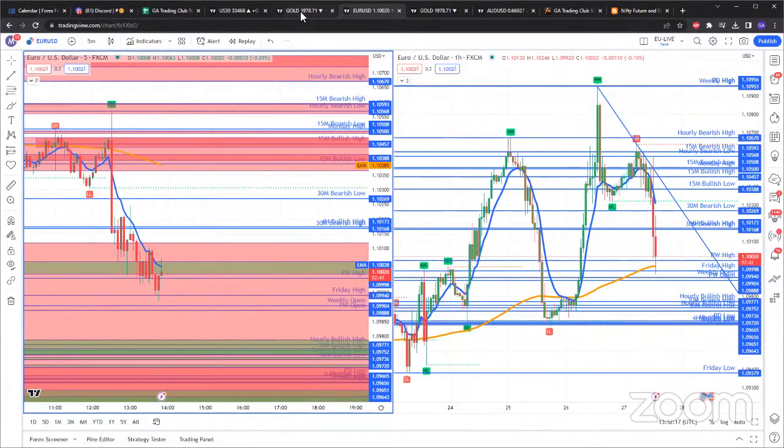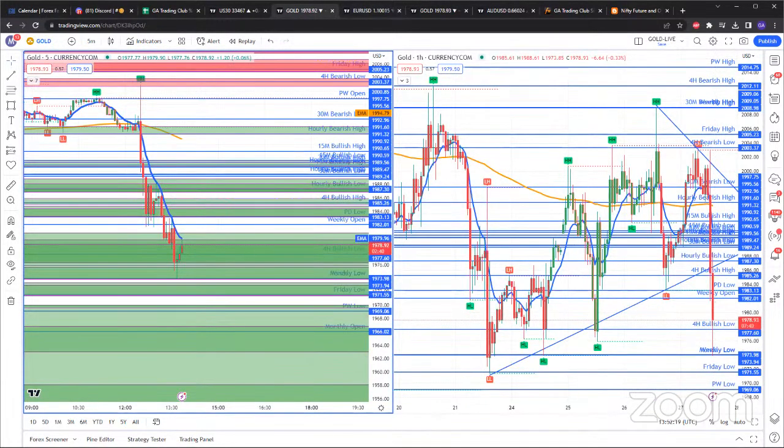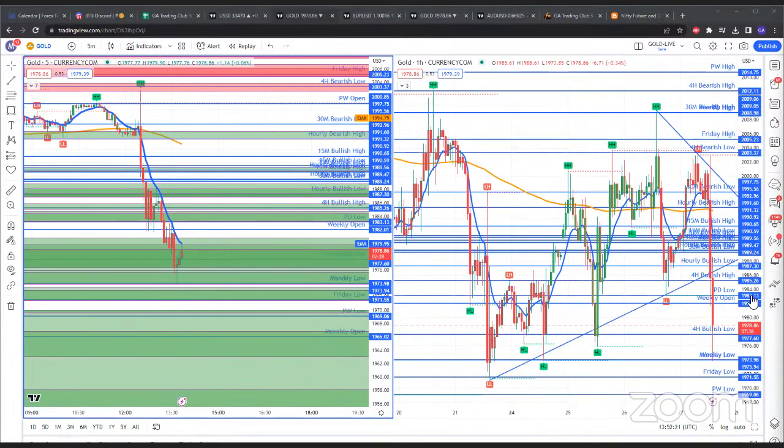So EU would still be valid for a reversal. However, I'm not going to take EU. I'm going to save my margin for gold. I am in some other trades.